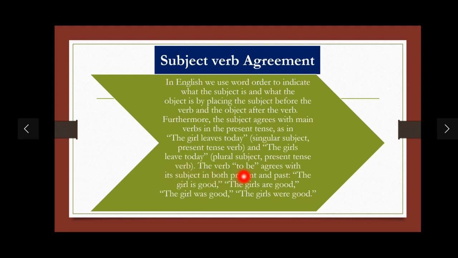Now the verb to be agrees with the subject in both present and past. The girl is good. You can see a singular subject and singular verb is. And the girls are good. So plural subject and plural verb are. The girl was good and the girls were good. You can see the girl was good and the girls were good. So it means that the verb must agree with the subject you are using.